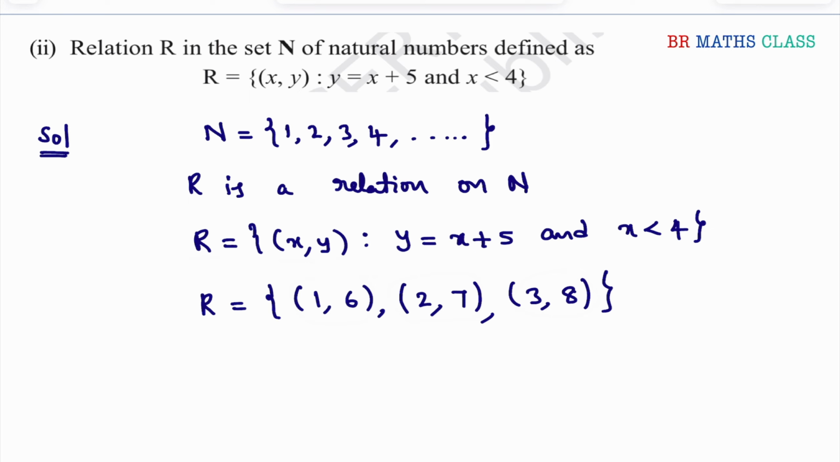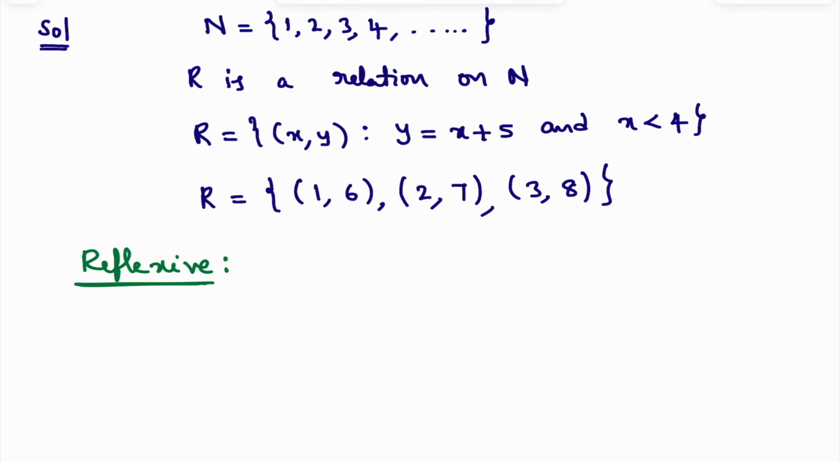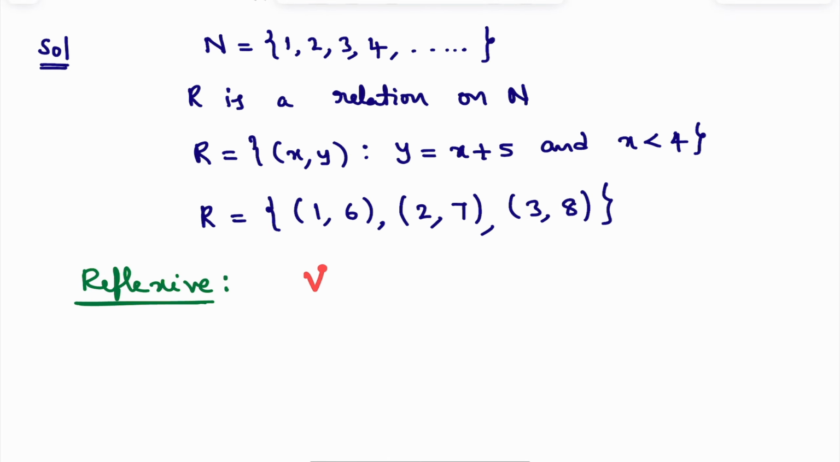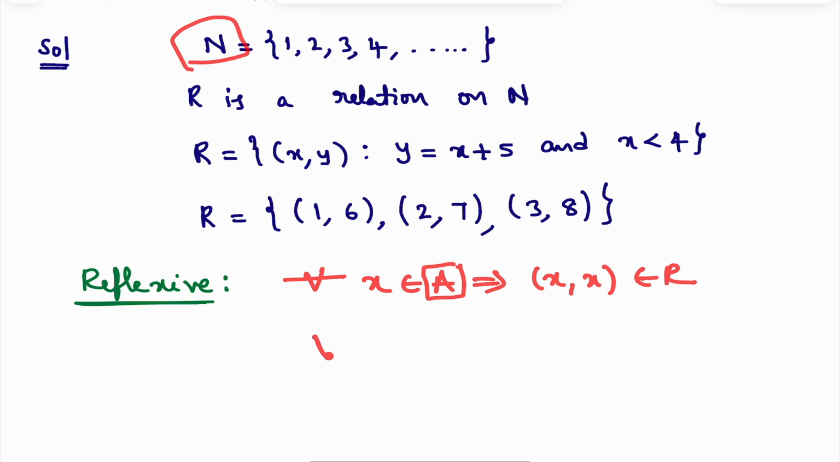Now you need to check whether this relation is reflexive or symmetric or transitive. It is very easy for this problem. How to check a reflexive condition? What is the definition of reflexive relation? For every x belongs to A implies ordered pair (x, x) belongs to R. In this question, this A is natural numbers. That means for every x belongs to N, you need to check that ordered pair (x, x) is there in the relation or not.